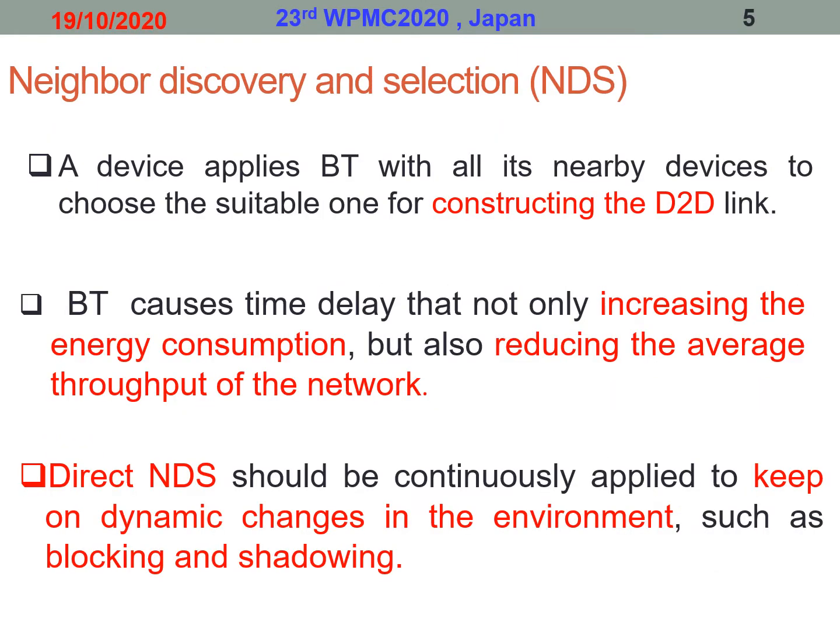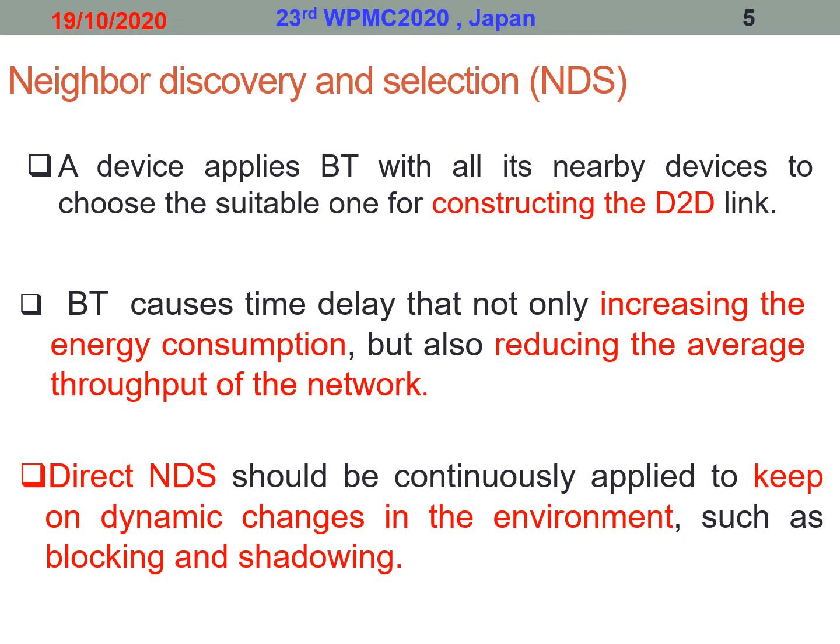mmWave neighborhood discovery and selection is employed to establish mmWave device-to-device communications. In this process, a device applies beamform training with all of the surrounding devices to choose the suitable device for constructing the device-to-device link. However, the beamform training process consumes a lot of time and increases the energy consumption of the devices, and hence it reduces the average throughput of the network.